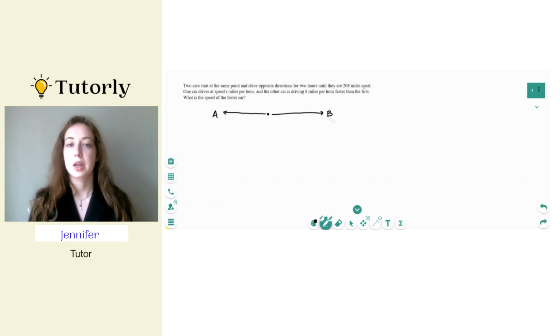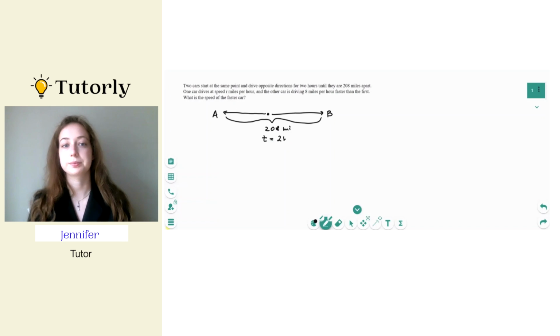At a certain time, they are 208 miles apart. So let's denote that whole distance as 208 miles. How long did it take to do it? Well, t is equal to 2 hours.